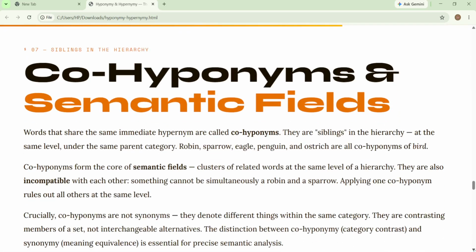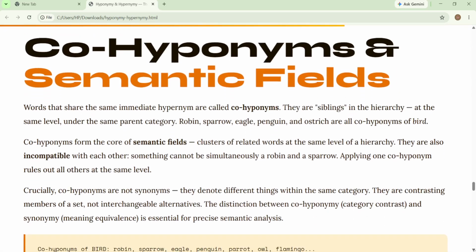Let's look at co-hyponyms and semantic fields. Words that share the same immediate hypernym are called co-hyponyms. They are siblings in the hierarchy at the same level under the same parent category. Robin, sparrow, eagle, penguin, and ostrich are the co-hyponyms of bird. Co-hyponyms form the core of semantic fields, clusters of related words at the same level of the hierarchy.